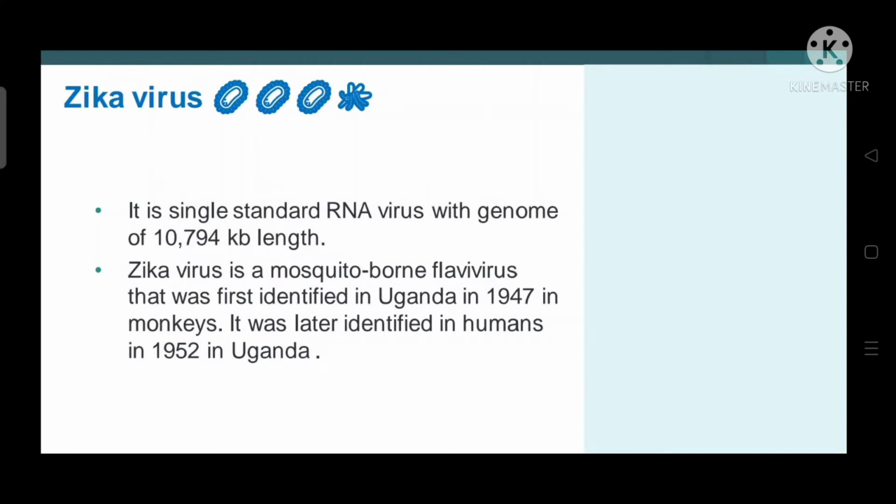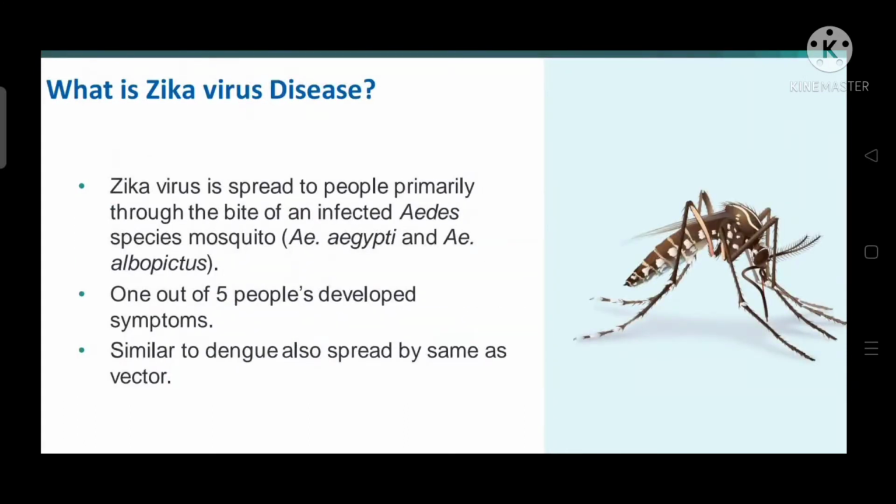Zika virus is a single-stranded RNA virus with a genome of 10,794 kb in length. Zika virus is a mosquito-borne flavivirus that was first identified in Uganda in 1947 in monkeys. It was later identified in humans in 1952 in Uganda. So, what is Zika virus disease?